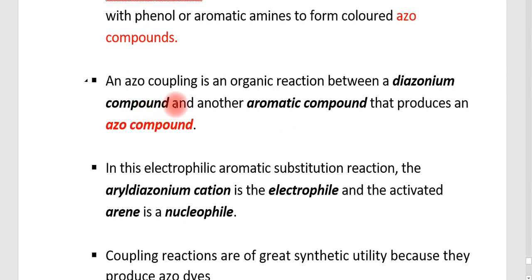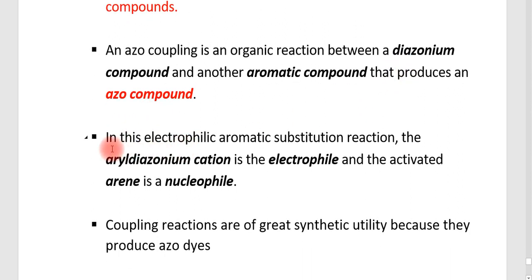An azo coupling is an organic reaction between a diazonium compound and another aromatic compound that produces an azo compound. Normally this reaction is an electrophilic aromatic substitution reaction. We know who participates in the reaction here: a diazonium compound and an aromatic compound. Here the aryl diazonium cation is the electrophile, and the activated arene is the nucleophile.